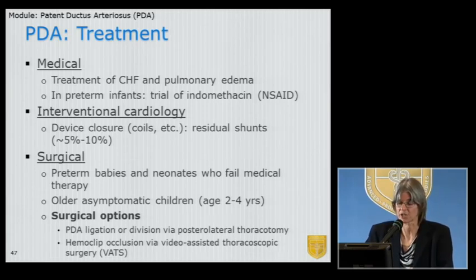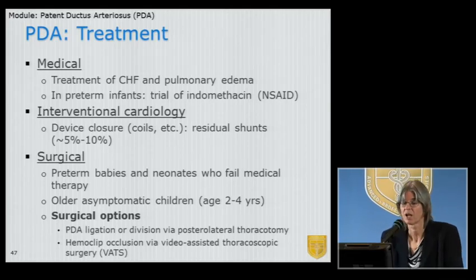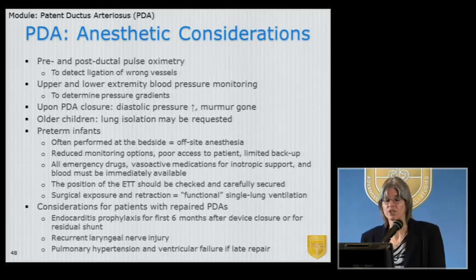And you do a ligation via posterior lateral thoracotomy. In older kids, you can do this with a VATS, a video-assisted thoracoscopic surgery. Watch out. There is the recurrent nerve that's there that you can injure, and they can have a vocal cord paralysis. So what are your anesthetic considerations?